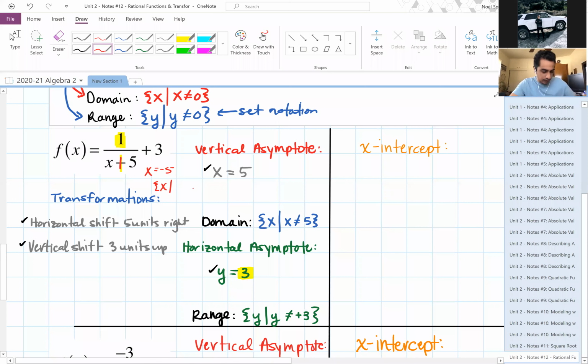So it's the opposite, right? Since h is always opposite, we would read the opposite value. So you would exclude negative 5 instead. Okay, does that answer your question? Correct. Yeah, h is opposite, k is keep, just like all the other functions.